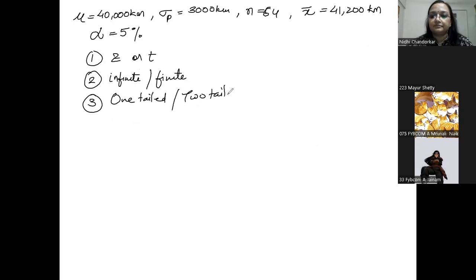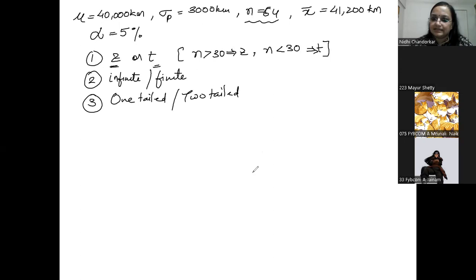Okay. Now, first of all, to find out whether it's a z-test or t-test, let us look into the sample size. If the sample size is greater than or equal to 30, we go for z-test. Otherwise, if the sample size is less than 30, we go for t-test. So can anyone help me? Are we going to have z-test or t-test? Z. Okay. So first problem solved, z-test.